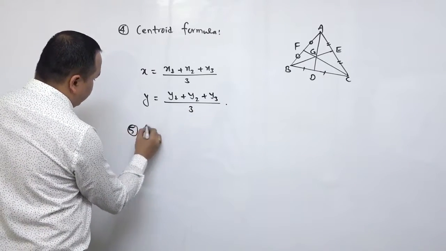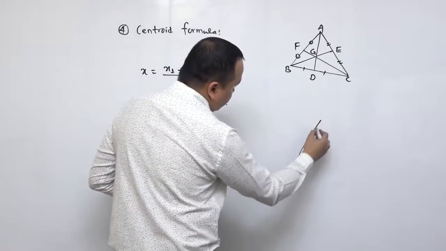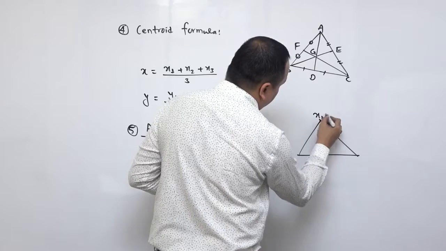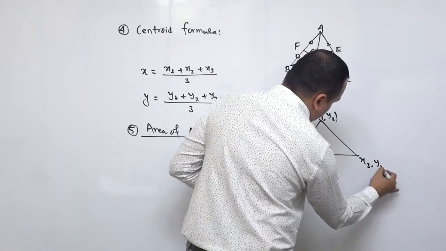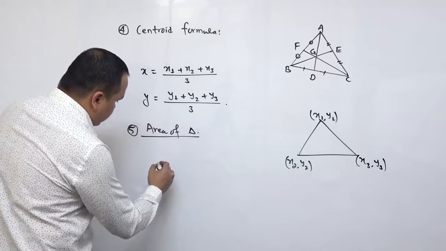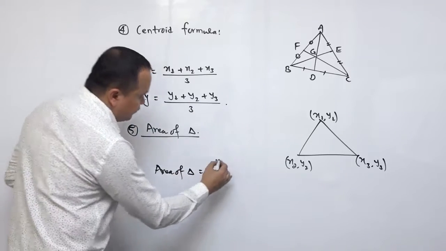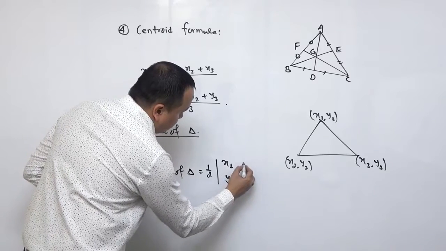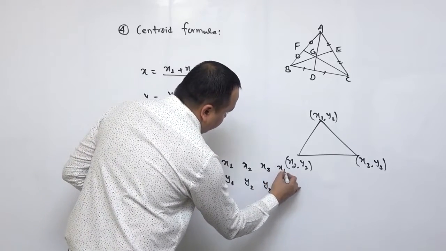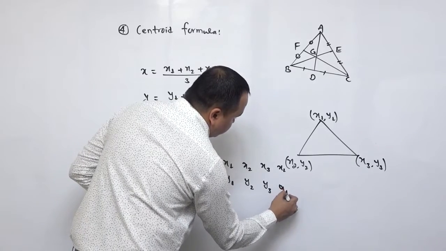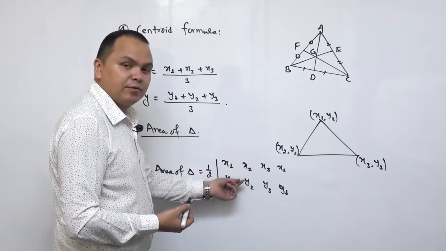5. Area of triangle. Area of triangle is equal to 1 upon 2 times the determinant of x1 y1, x2 y2, x3 y3, then x1 y1 again.